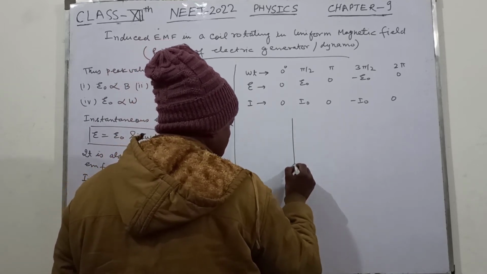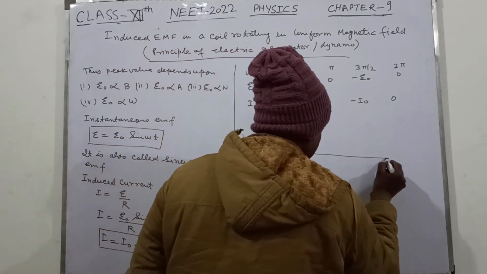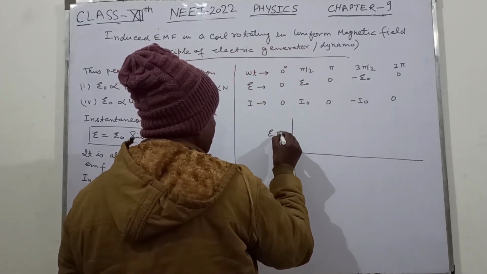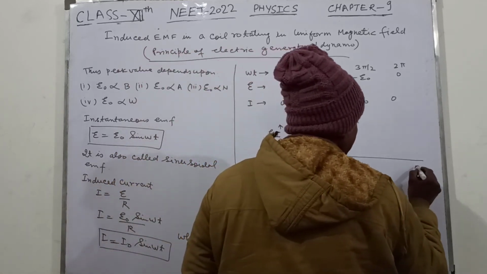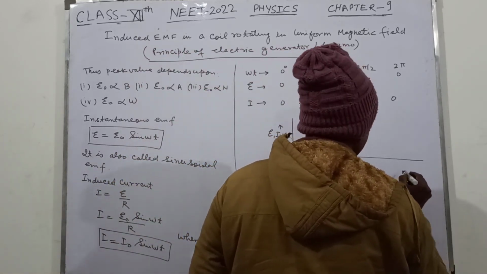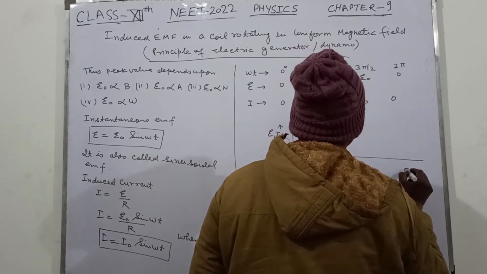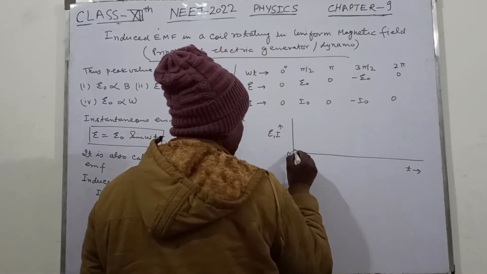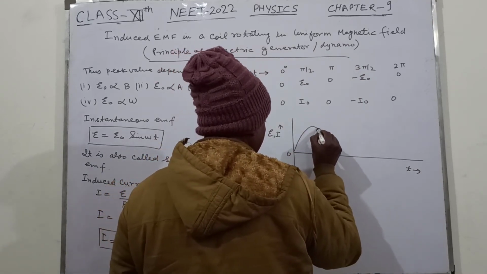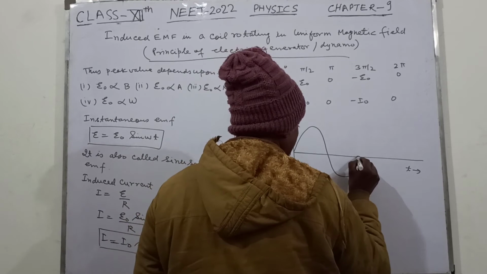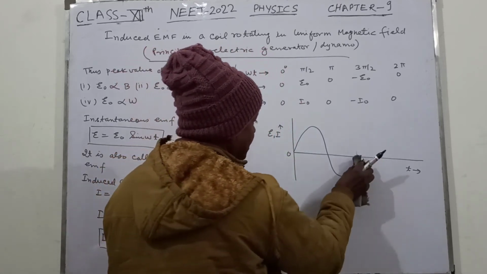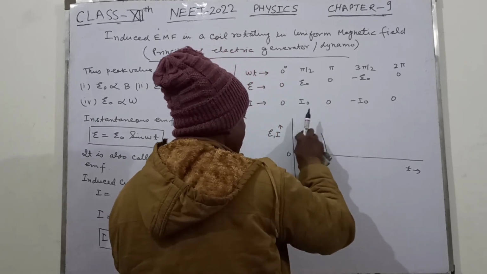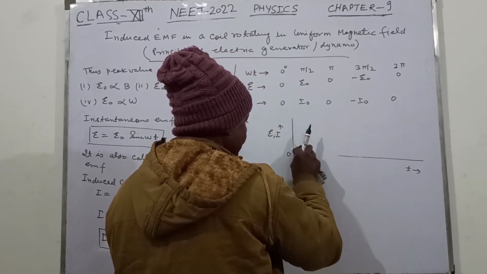This is now like this. This is 0. Here we take E and I both, and this is your omega t. Or if we take the time t, then it is like this. This is for one complete cycle. Or I draw it somewhat bigger.